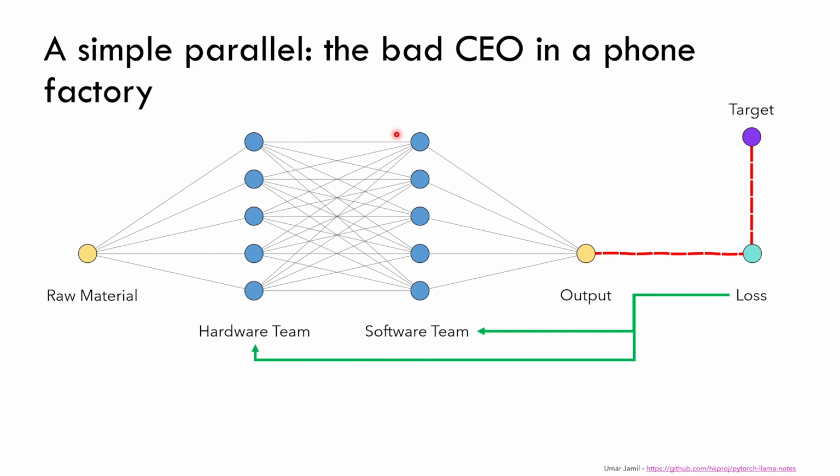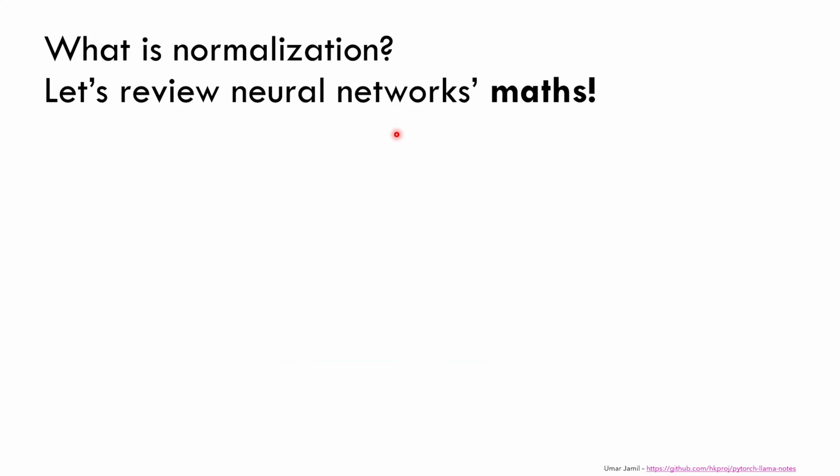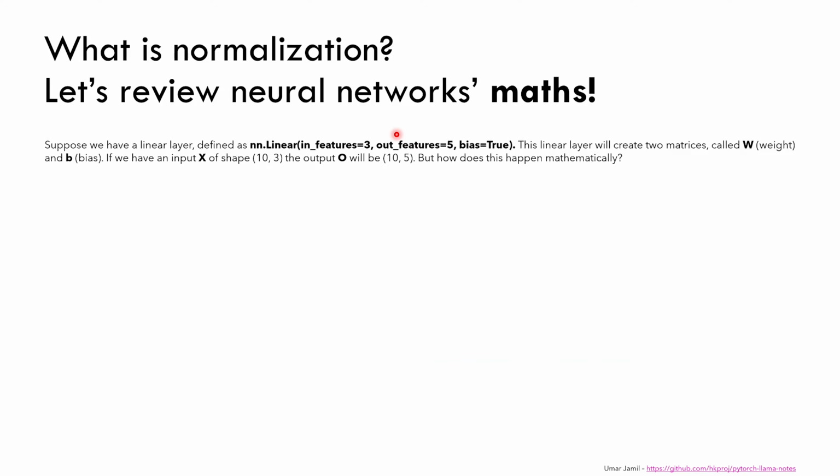Now let's look at what happens at the math level to understand how normalization works. So let's review some maths. Suppose that we have a linear layer defined as nn.Linear with 3 input features and 5 output features, with bias. This is the linear layer as defined in PyTorch. The linear layer will create 2 matrices, one called W, the weight, and one called B, the bias. Suppose we have an input of shape 10 rows by 3 columns. The output of this linear layer with this input X will be 10 rows by 5 columns.